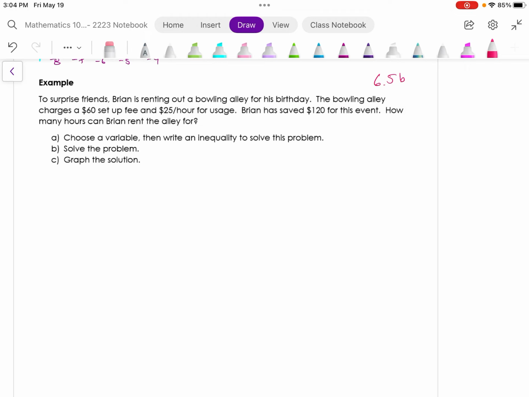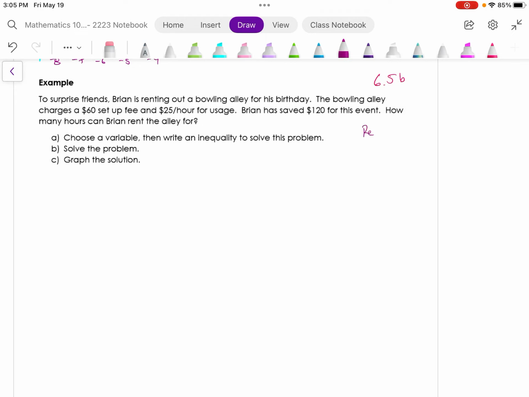Let's work on our next example. To surprise friends, Brian is renting out a bowling alley for his birthday. The bowling alley charges a $60 setup fee and $25 per hour for usage. Brian has saved $120 for this event. How many hours can Brian rent the alley?